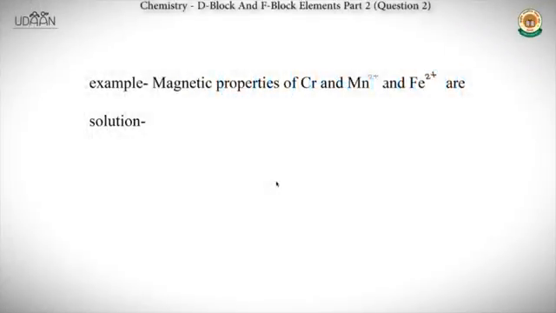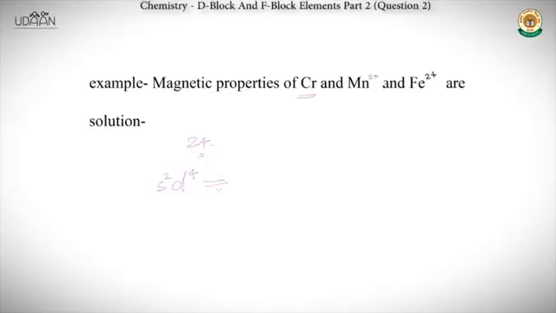Okay, so in this question we are going to discuss the magnetic properties of chromium, Mn2+ and Fe2+ ions. First we will take chromium. Chromium has an atomic number of 24. So by the trick, the number of electrons in its subshells is d4 and s2. Most of the students make this mistake. But it has an exceptional electronic configuration.